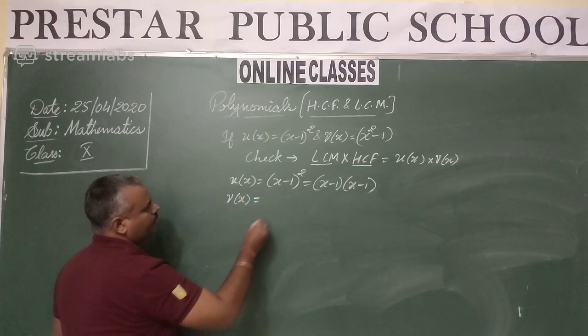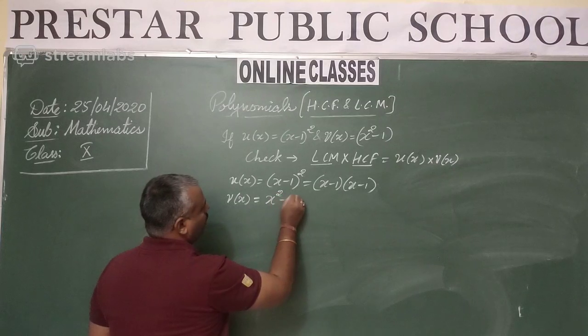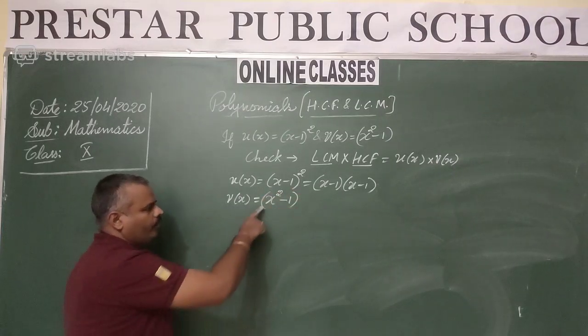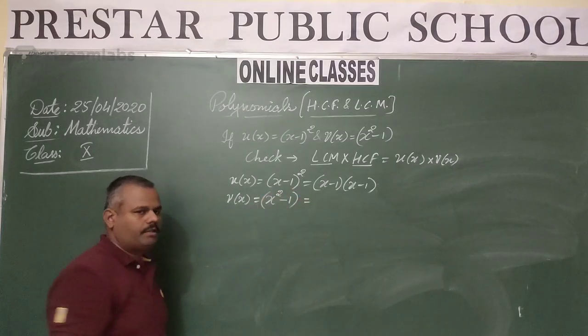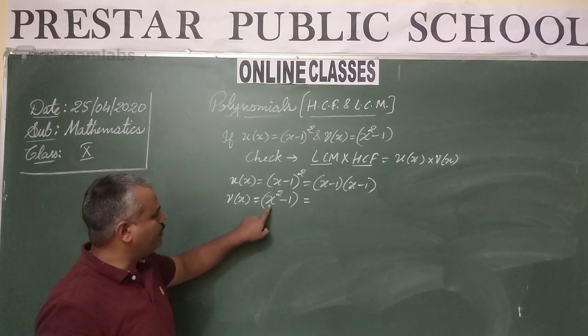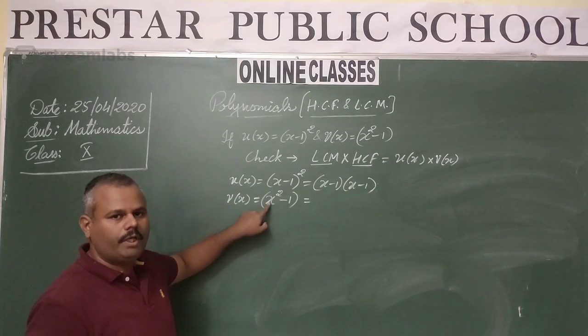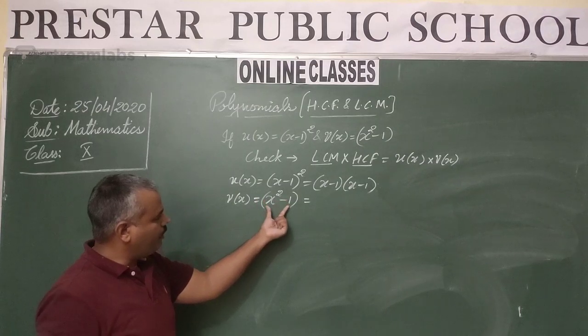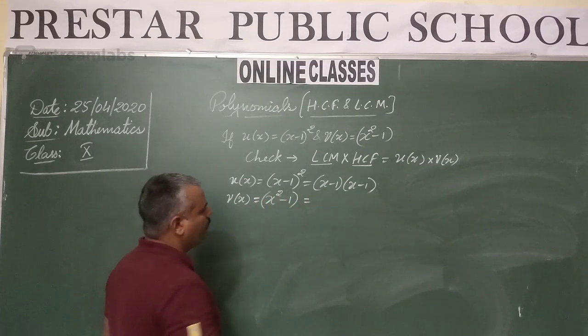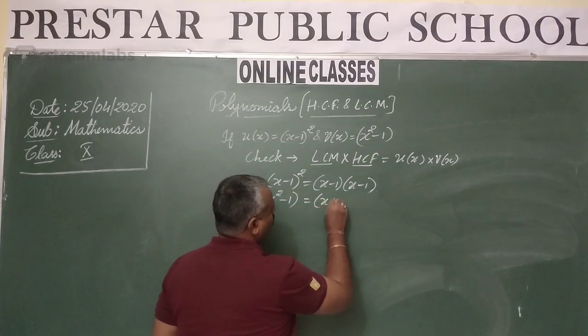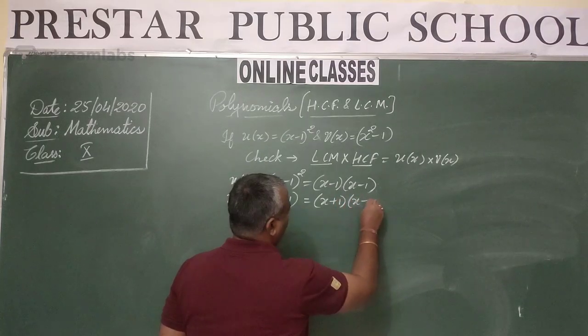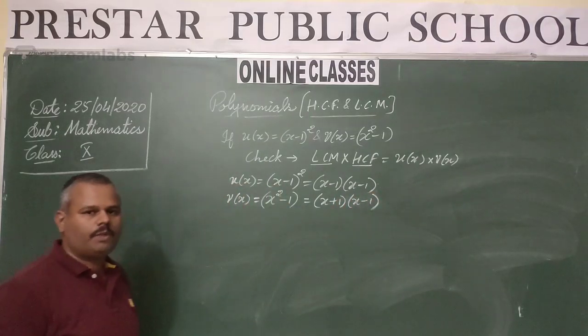Then v of x is given to us as x squared minus 1, and the factors of this, if you can identify, it is in the form a squared minus b squared. Because it is a squared minus b squared, the factors can be a plus b into a minus b. So x plus 1 multiplied by x minus 1.